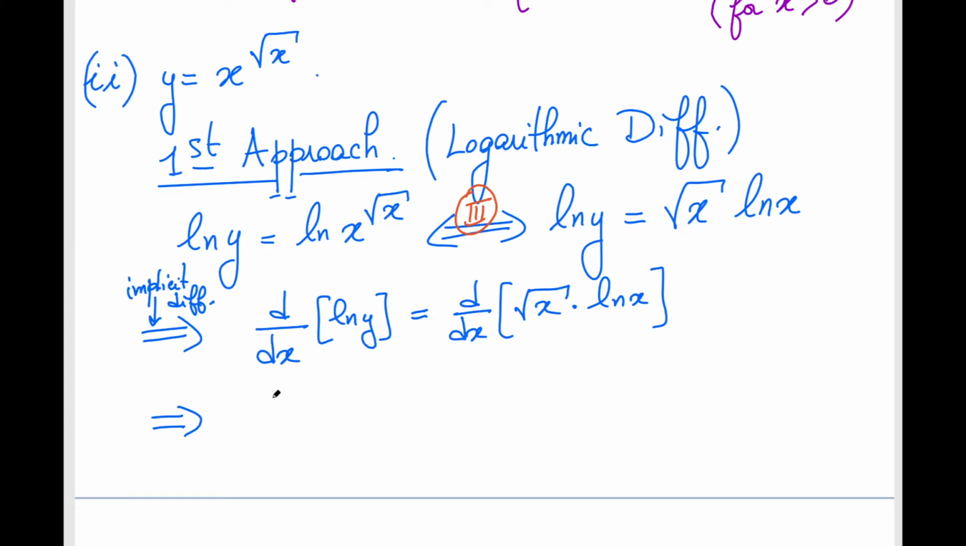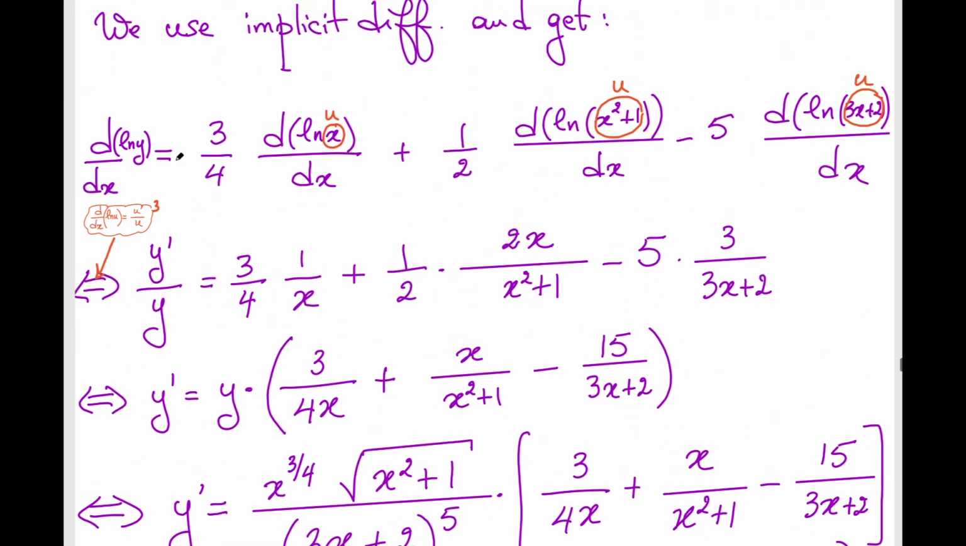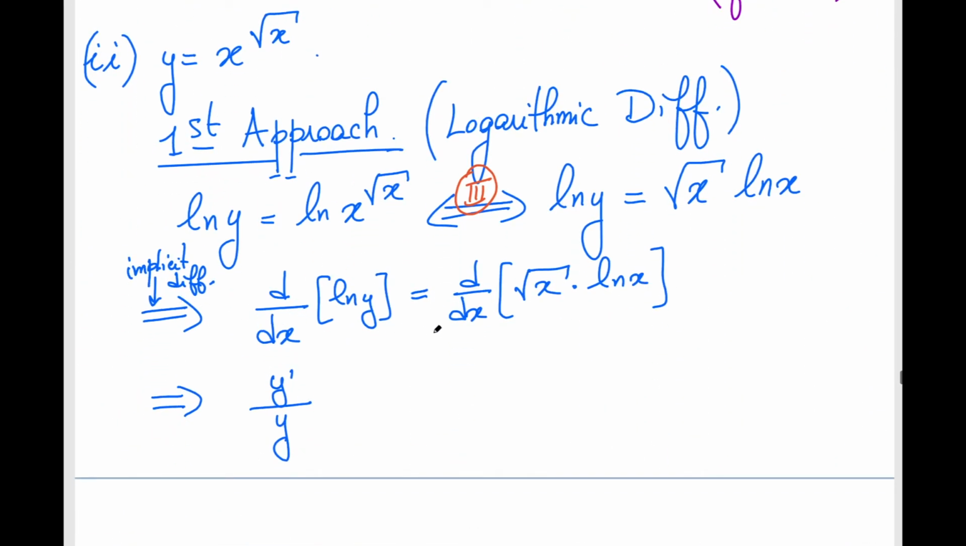So that means y prime, we did this before. This is y prime over y. From this step, because of this property, y prime over y is equal to, let's use the product rule here: the derivative with respect to x of square root of x times ln of x, plus square root of x times the derivative of ln of x.